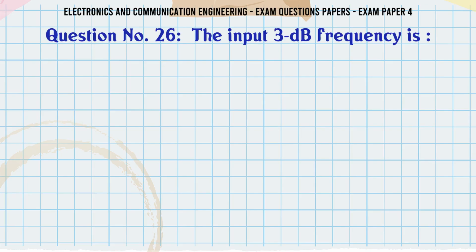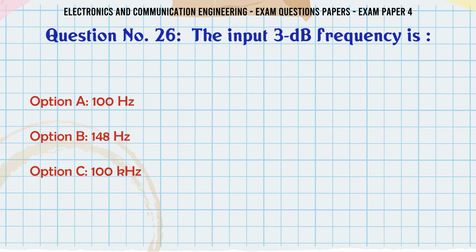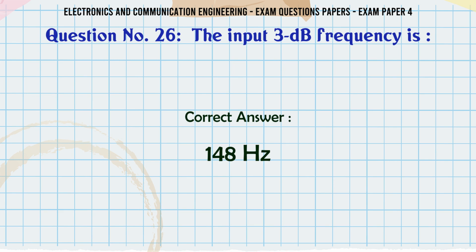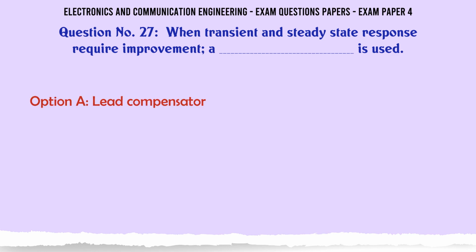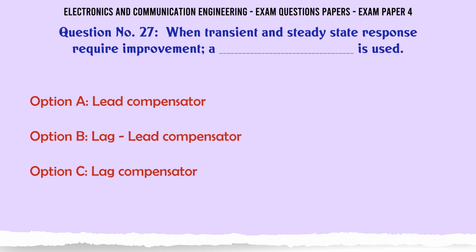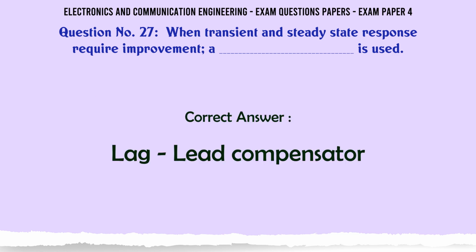The input 3 dB frequency is: A. 100 Hz, B. 148 Hz, C. 100 kHz, D. none. The correct answer is 148 Hz. When transient and steady state response require improvement, which is used? A. Lead compensator, B. Lag-lead compensator, C. Lag compensator, D. Integrator. The correct answer is lag-lead compensator.